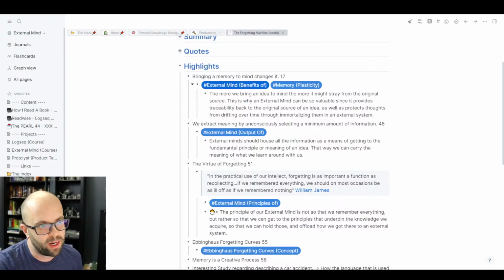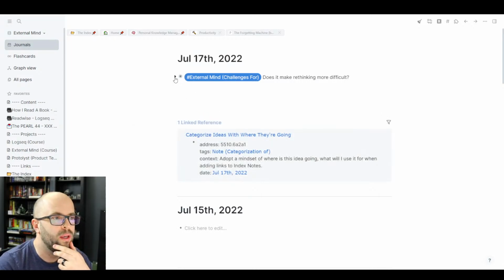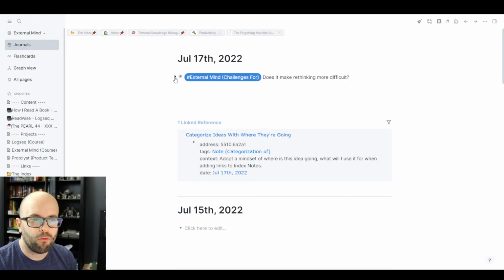Bringing a memory to mind changes it. I talked about how an external mind can be valuable since it provides traceability back to the original source, as well as protects thoughts from drifting over time through immortalizing them. One interesting thing I'll mention: when I was having this idea, I had another thought about how this could be a challenge for your external mind. Does it make rethinking an idea more difficult?